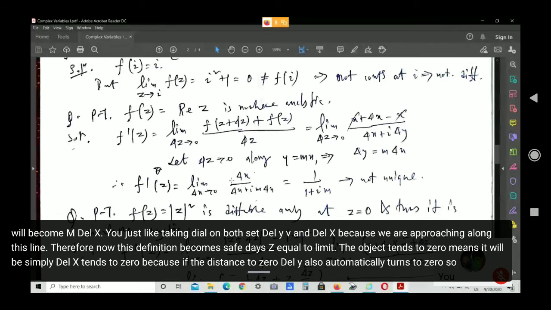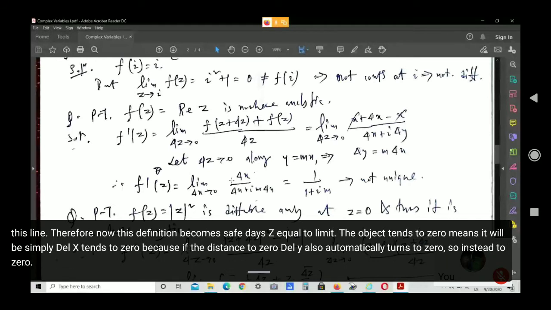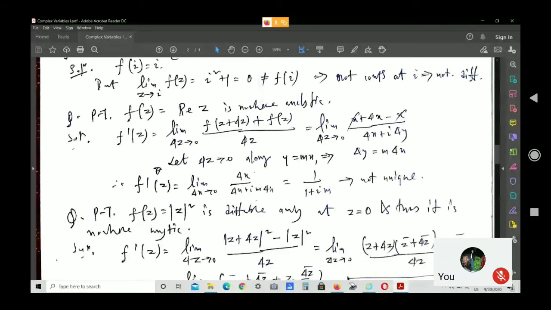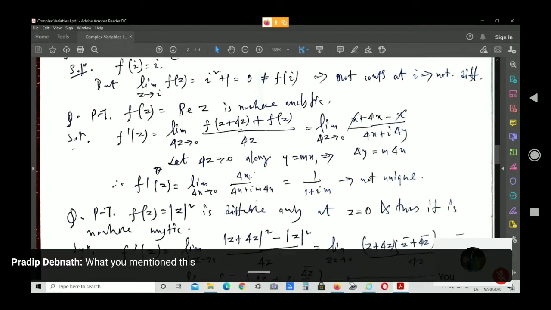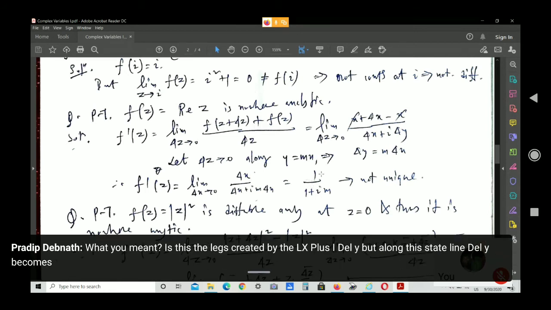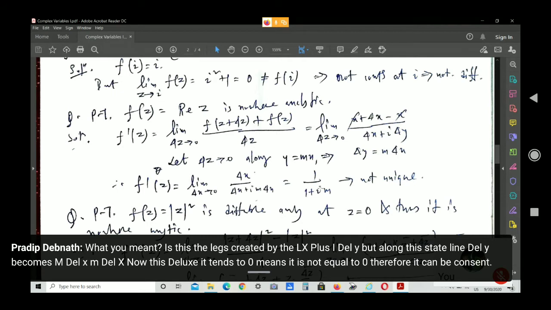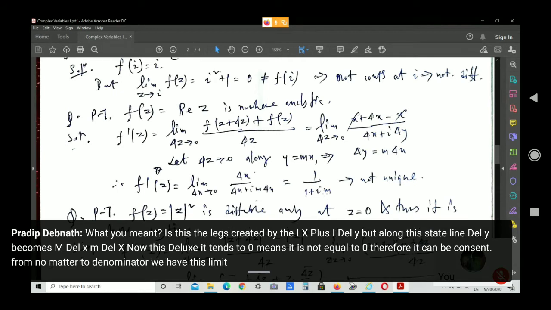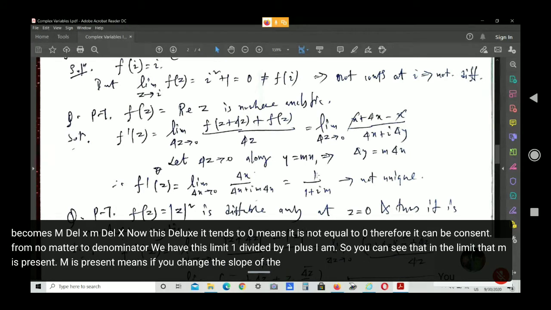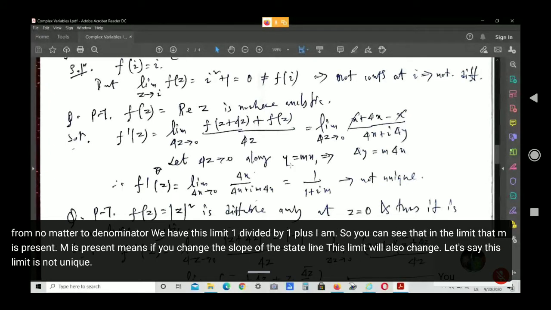What remains is del x divided by del x plus i del y, but along this straight line del y becomes m del x. Now del x tends to 0 means it is not equal to 0, therefore it can be cancelled from numerator and denominator. So we have this limit 1 divided by 1 plus im. So you can see that in the limit, m is present. M is present means if you change the slope of the straight line, this limit will also change. So that's why this limit is not unique. It depends on the straight line through which you approach the origin.